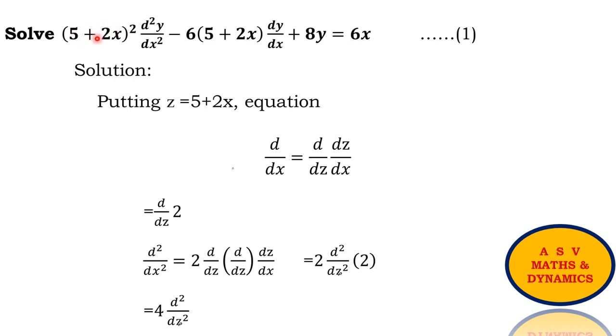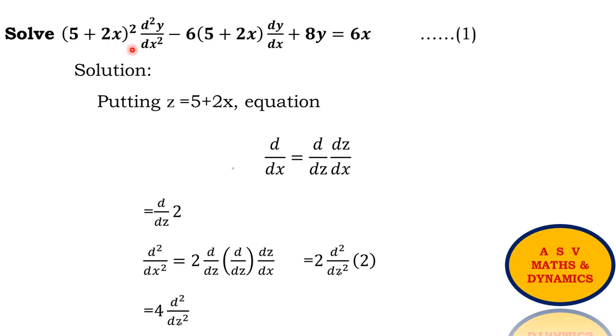Sometimes instead of 5 plus 2x, they will give only x squared d squared y by dx squared, then instead of 5 plus 2x, x dy by dx. Likewise we can see the problem. But now if they are giving (5 plus 2x) squared, the same value in each term, here also 5 plus 2x, then this is one of the types of Legendre's differential equation.